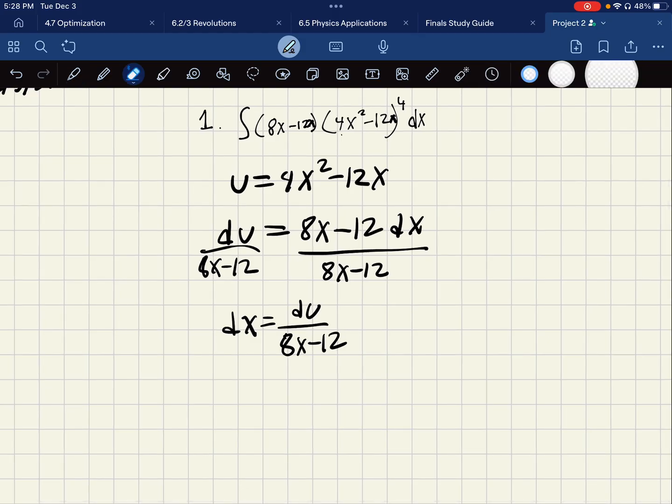Oh wait, this does not have an x. Whoop, that was a little bit too big of an eraser. There we go. Perfect.